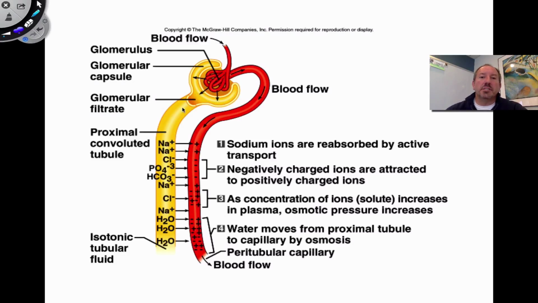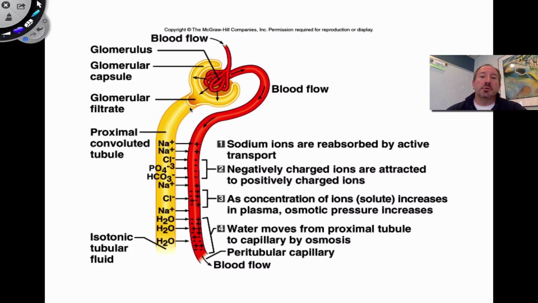So as the filtrate is coming from the Bowman's capsule into the proximal renal tubule, this is where most of the sodium ions are being reabsorbed. And so sodium ions are moving actively from the renal tubule into the blood. Now, why do I say actively? It's because the concentration is higher in the blood. So you want to reabsorb the sodium in the proximal renal tubule. And now what is the function of that?